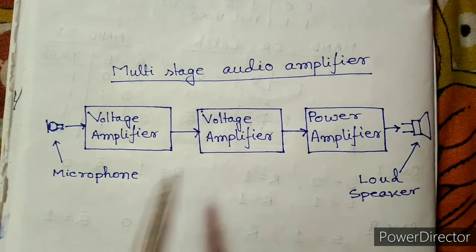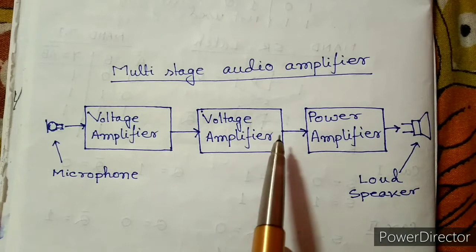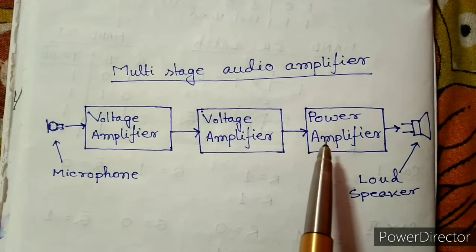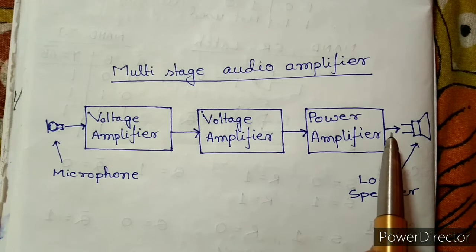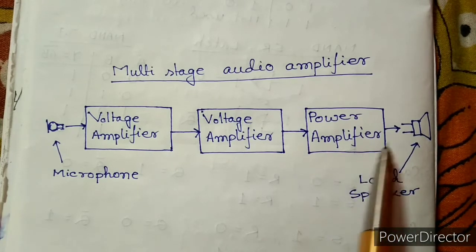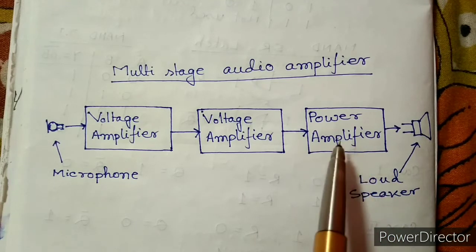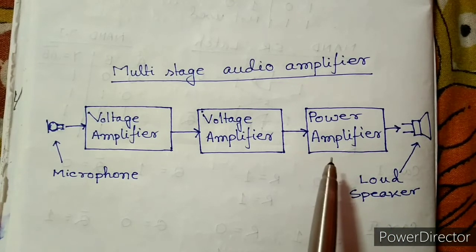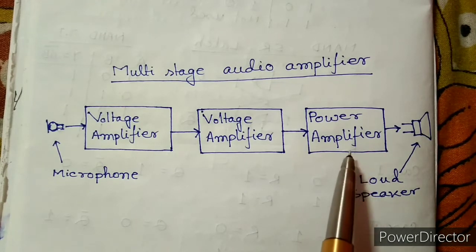After that there is another voltage amplifier, and the output of this voltage amplifier is fed into a power amplifier, and the output of the power amplifier is directly fed to the loudspeaker. So, the power amplifier is required in the last stage before the loudspeaker.